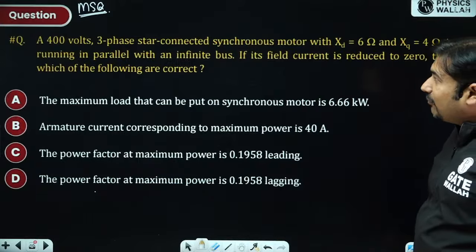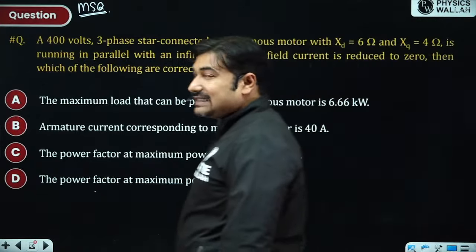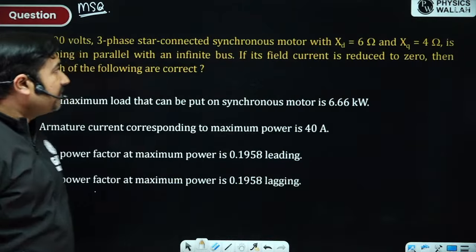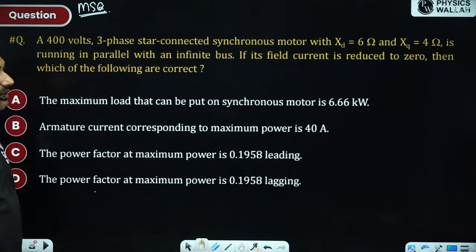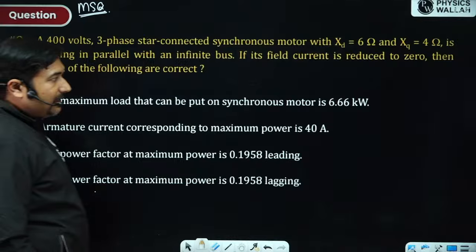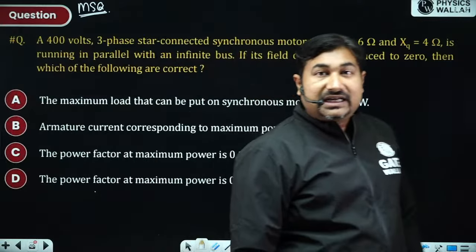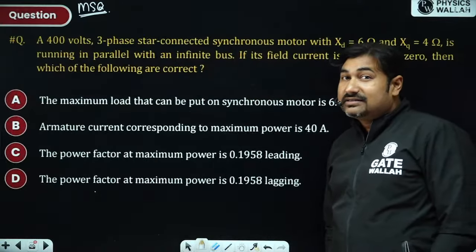Now see, a 400 volt 3-phase star connected synchronous motor with XD 6 ohm, XQ 4 ohm running in parallel with the infinite bus, its field current is reduced to 0. Then which of the following options are correct? Field current is 0, it means excitation 0, EF is 0.